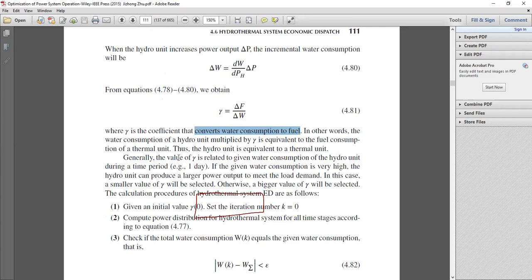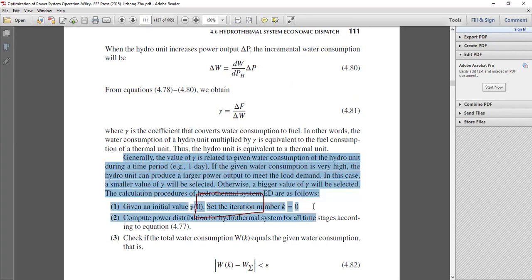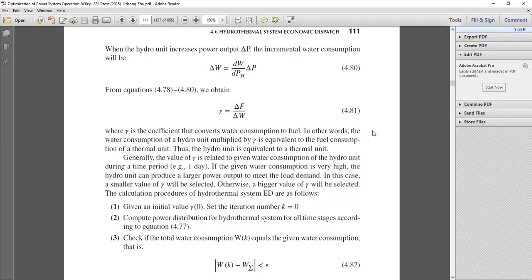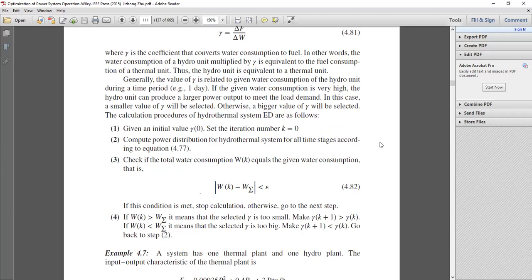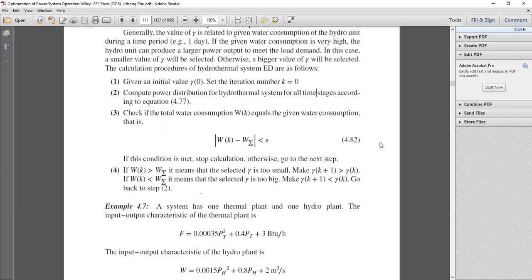So then I actually skipped this part, and today we will be going through this skipped part from the last class. We'll be taking one example today of how to solve this hydrothermal scheduling problem. Before doing that, we will go through a small algorithm which is discussed in this book in these 4 steps, and we will be going through example 4.7.